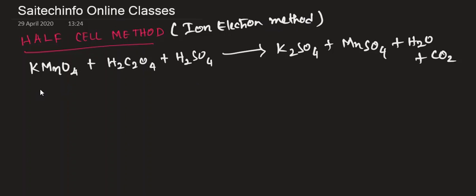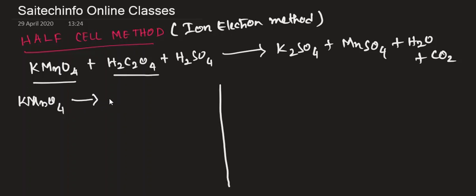So let us consider first the KMnO4. KMnO4 being the oxidizing agent, it undergoes reduction. And what about this H2C2O4? That undergoes oxidation. Let us split this into two, and that is why it's called half cell reaction. That is KMnO4 that becomes K2SO4, and here plus MnSO4.